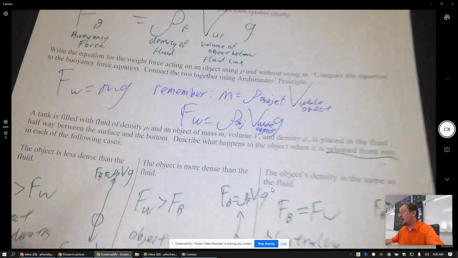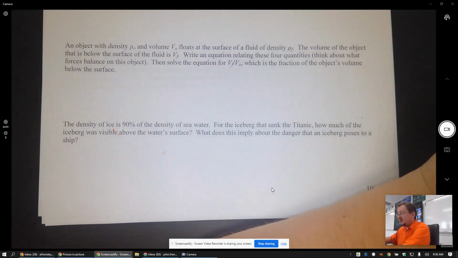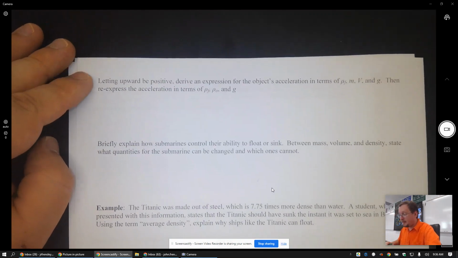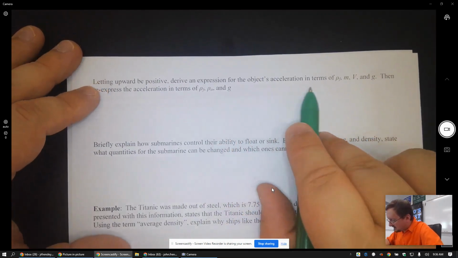And that's something that's important for fish and scuba divers: to be neutrally buoyant, or else you sink to the bottom or you float to the top. All right. Derive an expression for the object's acceleration.